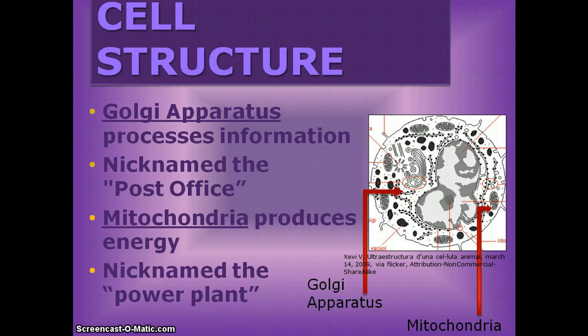The mitochondria is located right here, and the mitochondria is used to process energy, or produce energy, sorry. It uses cellular respiration as a process happening inside the mitochondria to produce the energy. And because it produces energy, it is nicknamed the power plant, much like a power plant produces energy for the natural world.